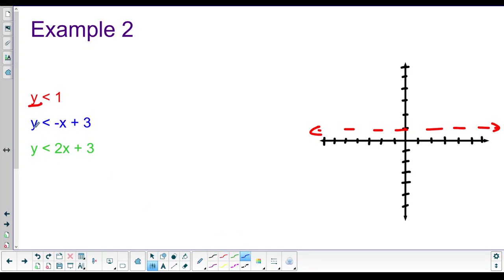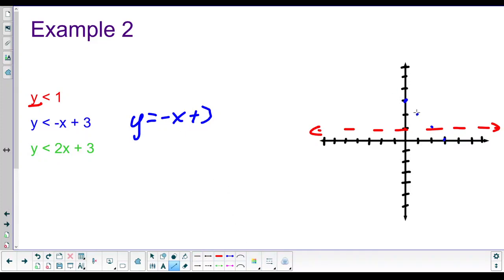Now we have y is less than negative x plus 3. So I'm going to pretend this is y equals negative x plus 3. Our y-intercept is 3. 1, 2, 3. And my slope is negative 1. Down 1, right 1. Down 1, right 1. Down 1, right 1. So I'm going to use my line tool here.